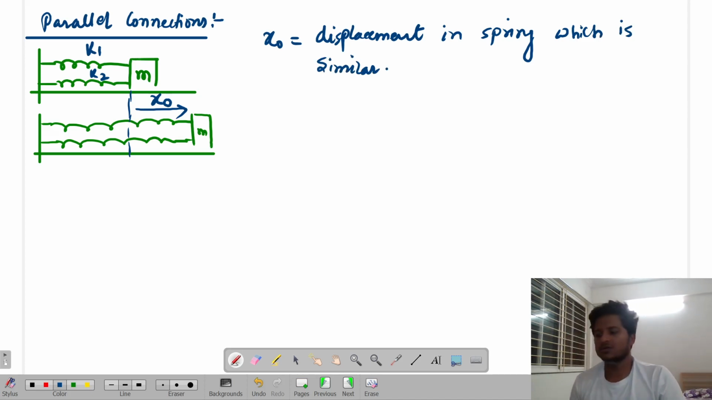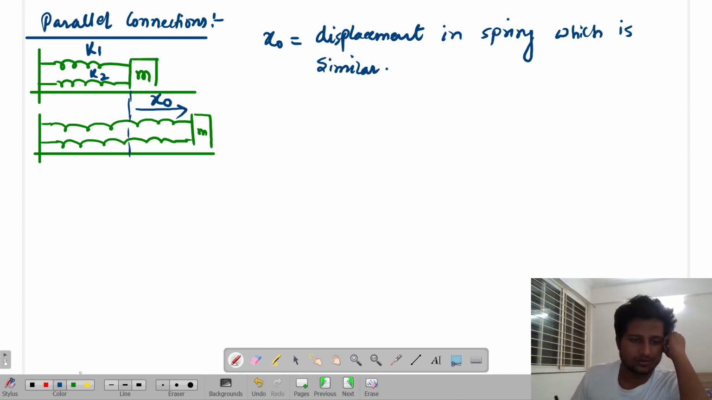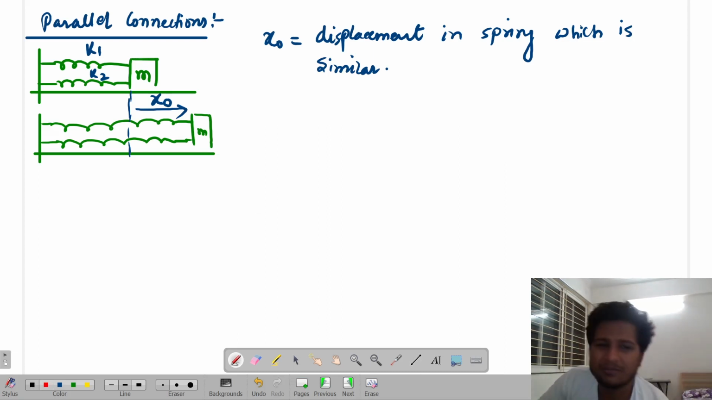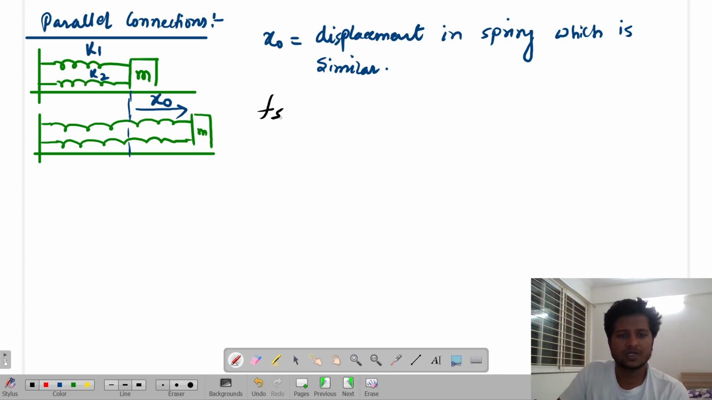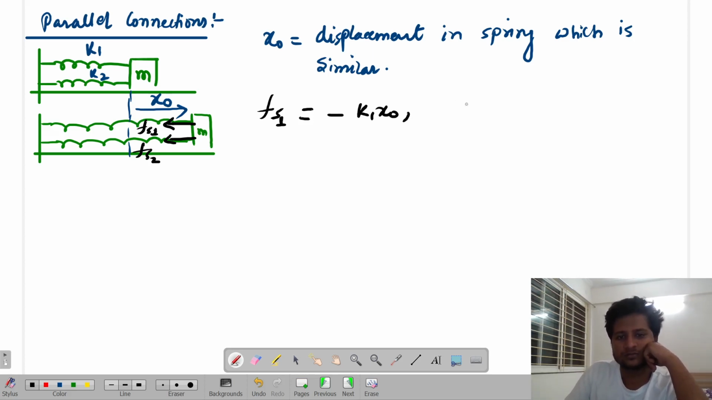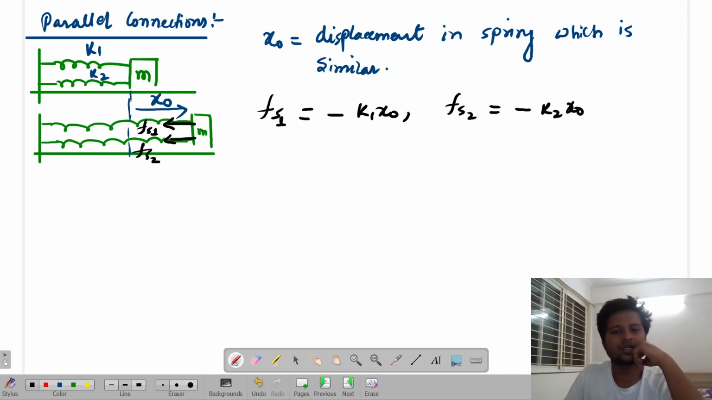Now let us move to next point, that let's suppose if I take up this parallel combination, then if I found the spring force, so spring force 1, let's suppose I call this as first one, this is second one, so here I'll have Fs1, here I'll have Fs2. So spring force 1 will be minus of K1 x naught, spring force 2 will be minus of K2 x naught, isn't it? Are you able to get me or not?